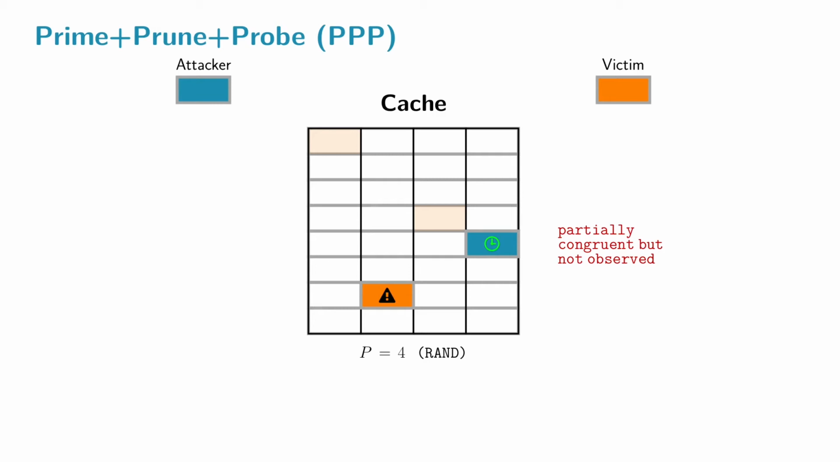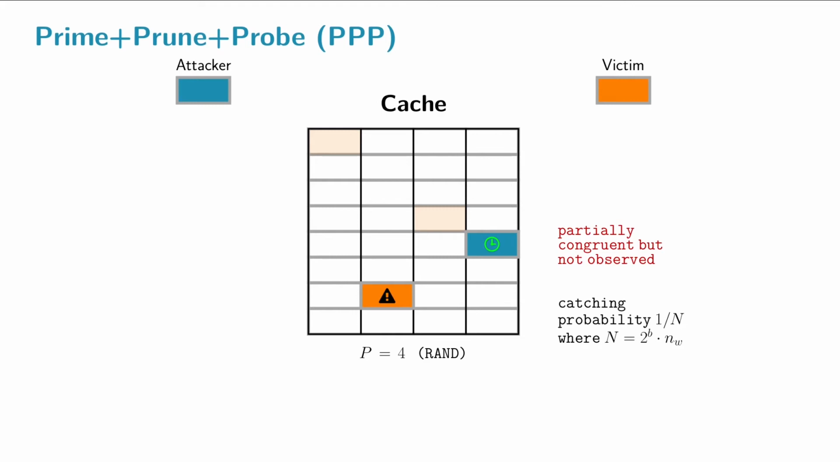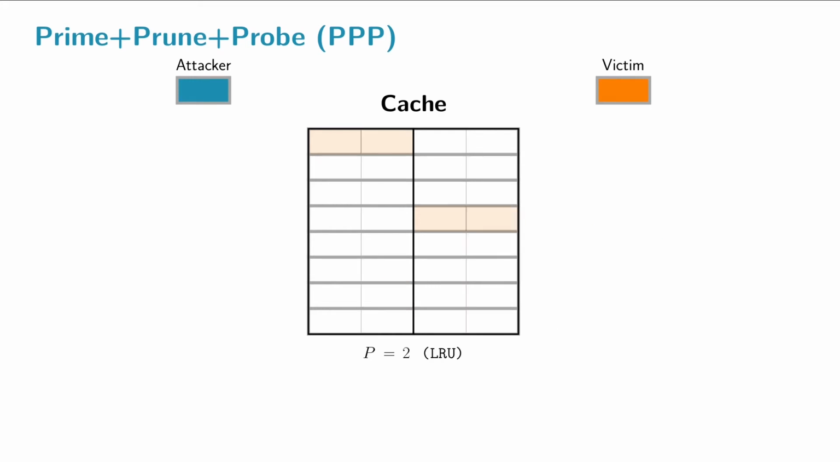This approach has several issues, the first being that it's very slow. For random replacement, every time the victim access occurs, the attacker is only lucky with probability 1 over n, where n is the total number of lines in the cache. The second issue is that in the worst case, the probability of catching the victim event, or being lucky, is 0. For instance, for LRU replacement, even if the victim access is mapped to the same set in the same partition as the guess, the attacker will not observe it.